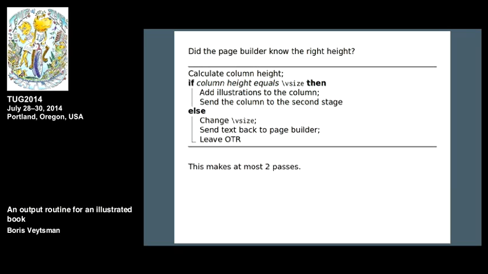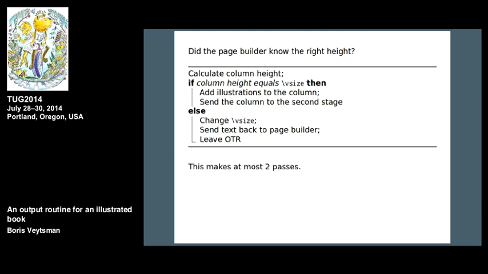Now the heart of the algorithm. What happens if you need to mix text and illustration on the same column? When the page builder creates a column, it uses a special length which is called vsize, the size of this column. And when the page builder does this, it knows nothing about your illustrations. So for the page builder, the column is a full column of text. If I don't have illustrations for this page, it's right. But what happens if I do? This means that I cannot use this column. It's too large for me.